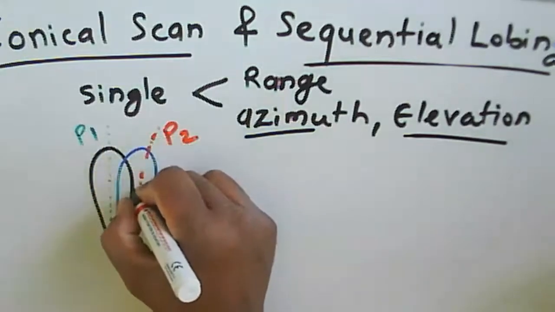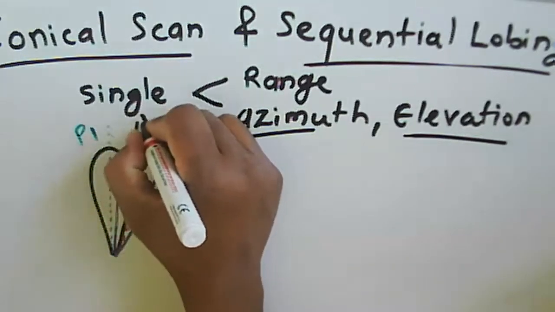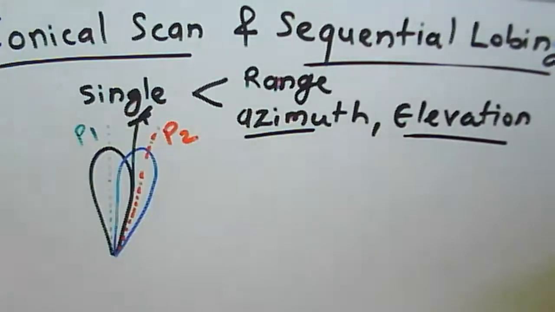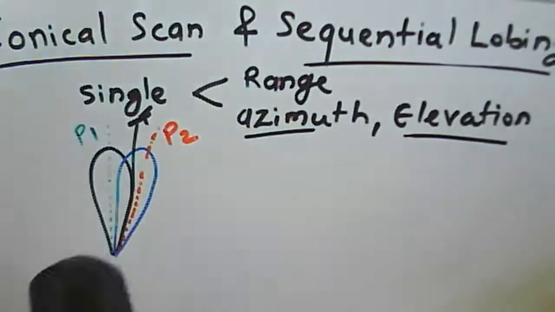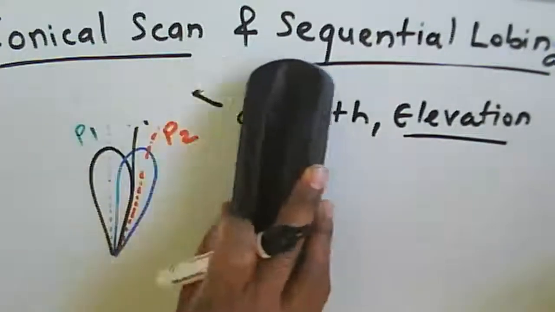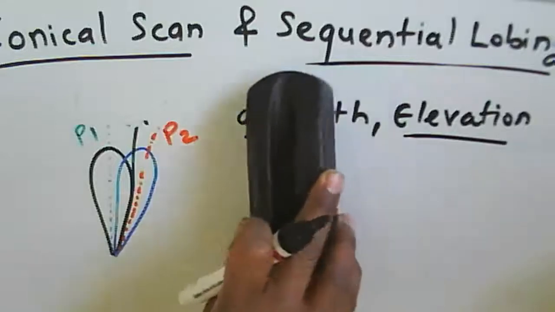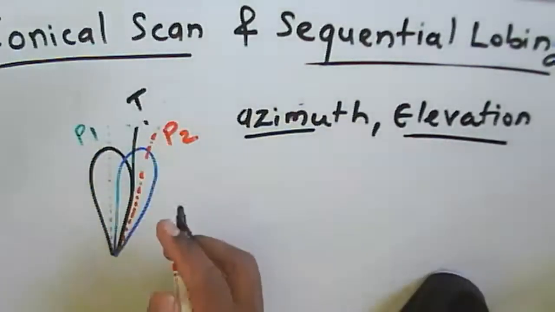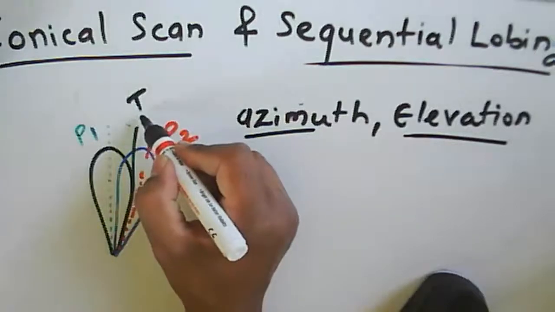Suppose I say that a target position is here. This is our target now. So now I consider that this one is a target position. This target position we can consider here. This one is a target position T.